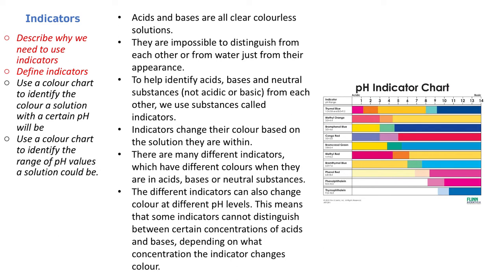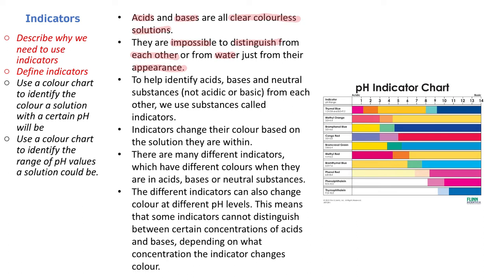Acids and bases are all clear colorless solutions. Acids and bases are both clear colorless solutions, and it's impossible to distinguish acids and bases from each other, or even from water, just from their appearance. You could have an acid, a base, and some water in 3 beakers, and you wouldn't be able to tell the difference between them because they're all clear colorless solutions.